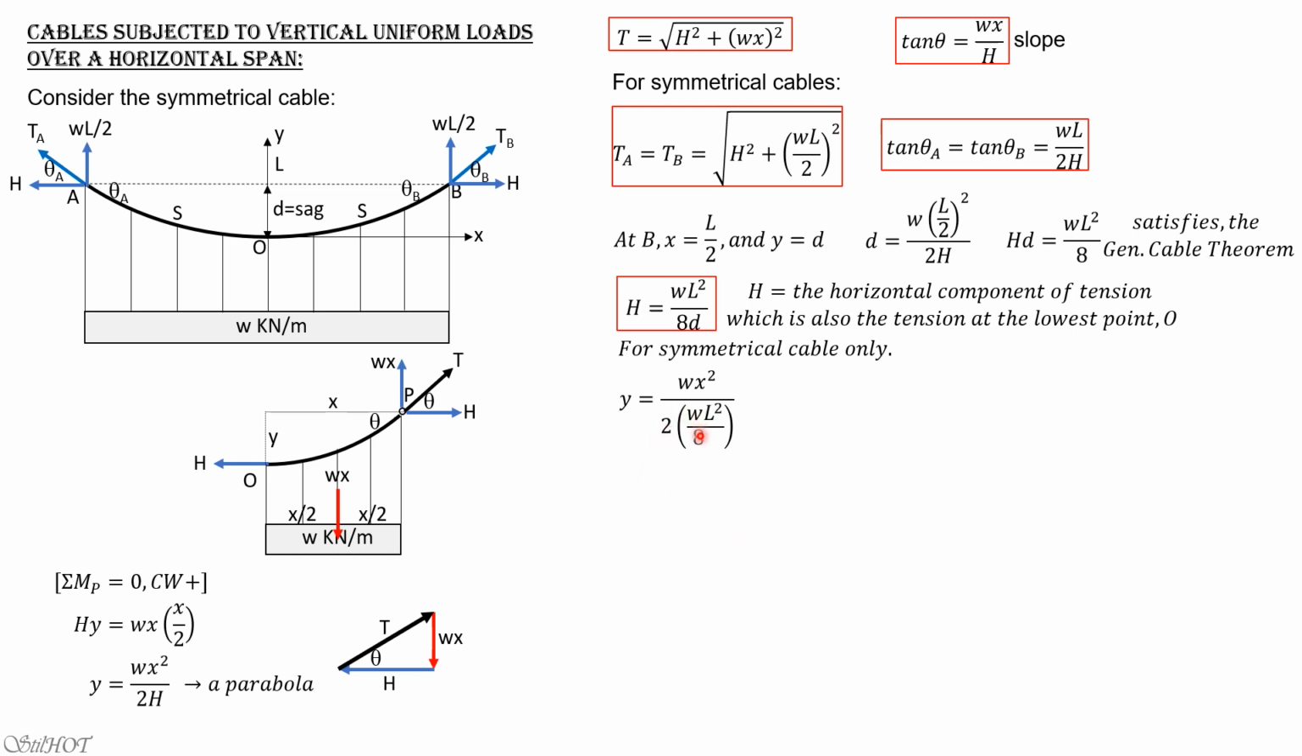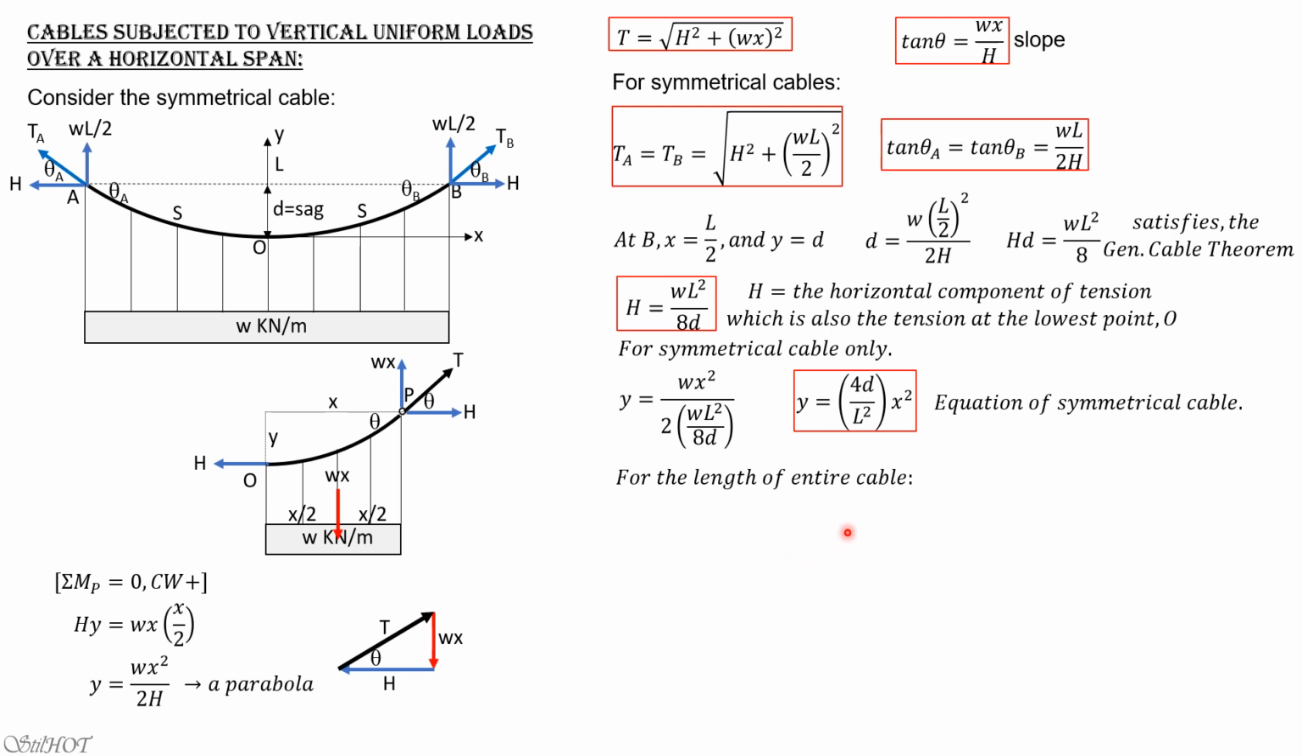So y equals wx squared over 2h, and h is wL squared over 8d. So the equation of the cable is y equals 4d over L squared times x squared. So 4d over L squared times x squared. This is the equation of the parabolic cable, symmetrical parabolic cable.